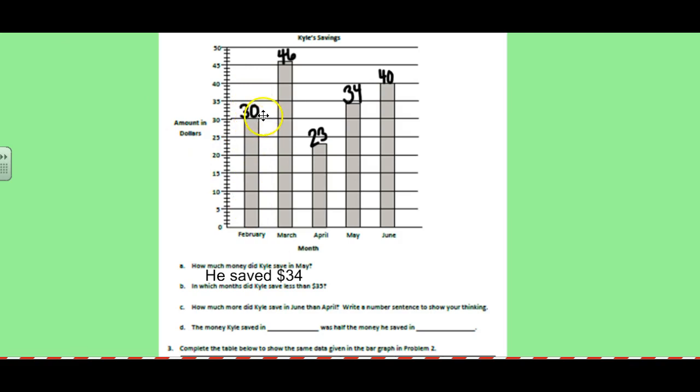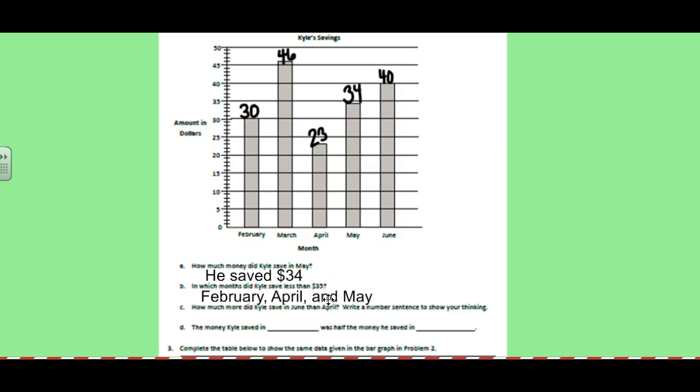So when you look up here at February, you see that this bar ends at 30, and I know that 30 is less than 35, so I know that February is one of the months that he saved less than 35. March goes all the way up to 46, so that's not going to be a good choice. April goes to $23, and I know that $23 is less than 35. And then May goes to 34, and that's almost to 35, but not exactly. So the last month that we're going to put is May, because as you can see, June goes all the way to 40, and 40 we know is more than 35. So we've got February, April, and May for Part B.